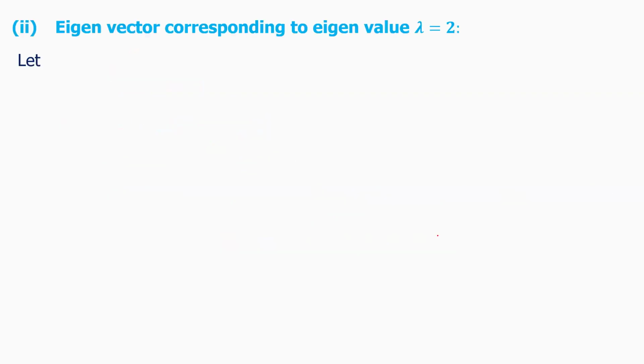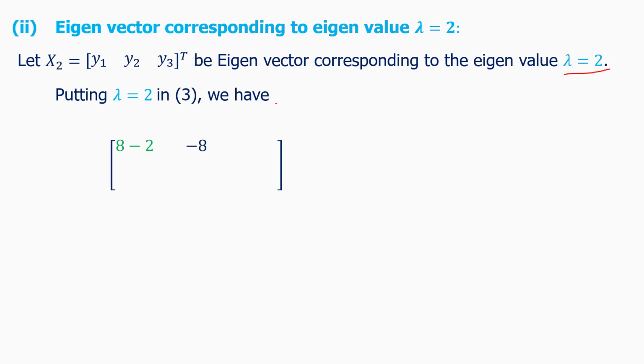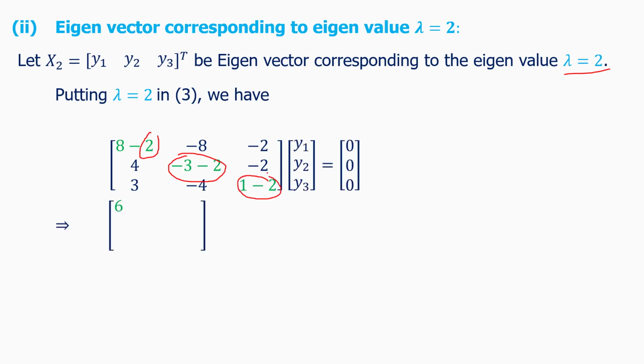Similarly, we are also able to get the eigenvector corresponding to lambda equal to 2. So let x2 equal (y1, y2, y3) transpose be the eigenvector corresponding to eigenvalue lambda equal to 2. Putting lambda equal to 2 in equation 3, we have 8 minus lambda is 8 minus 2, minus 3 minus lambda is minus 3 minus 2, and 1 minus lambda is 1 minus 2. In the same manner, we can simplify it: 8 minus 2 is 6, minus 3 minus 2 is minus 5, and 1 minus 2 is minus 1.